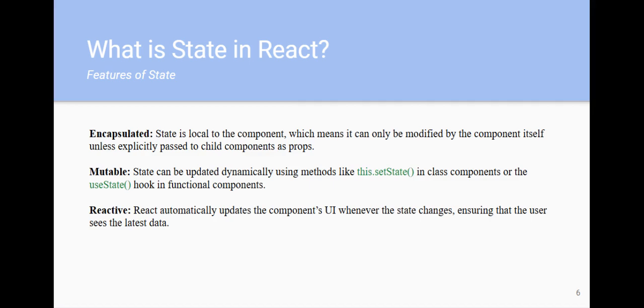Mutable. State is mutable, meaning you can modify it over time. In class components, we use this.setState to update state, while in functional components, we use the useState hook. Reactive. State is reactive, meaning when the state changes, React automatically re-renders the component, ensuring that the UI is updated with the latest state.